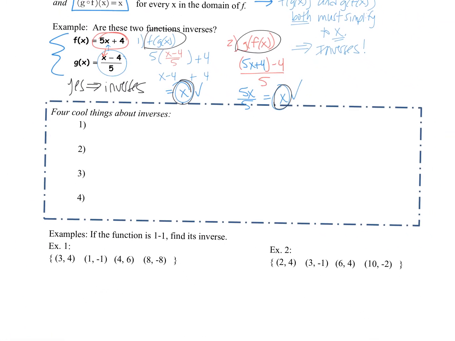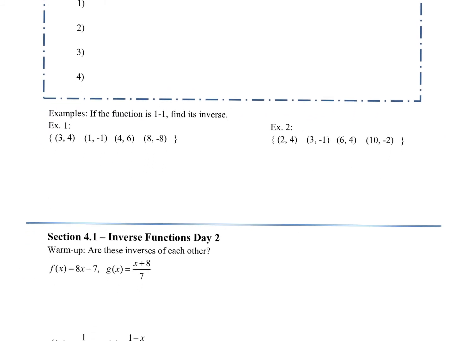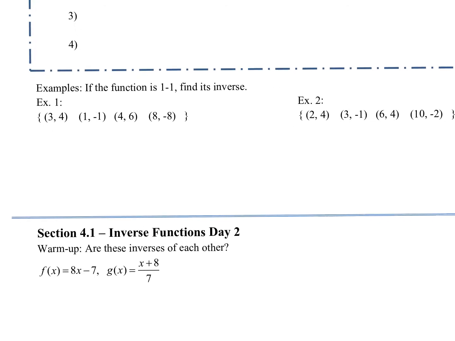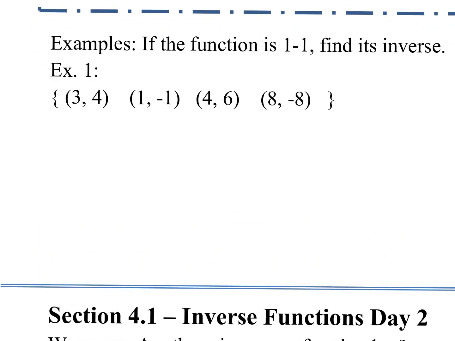Okay, a few cool things about inverses. We are going to talk about that in class tomorrow. But what I want to look at for this example, just do these really quick. When you're given ordered pairs, it's very, very simple to do these. First, you have to make sure that it is 1 to 1. And that means that no y values are used twice.